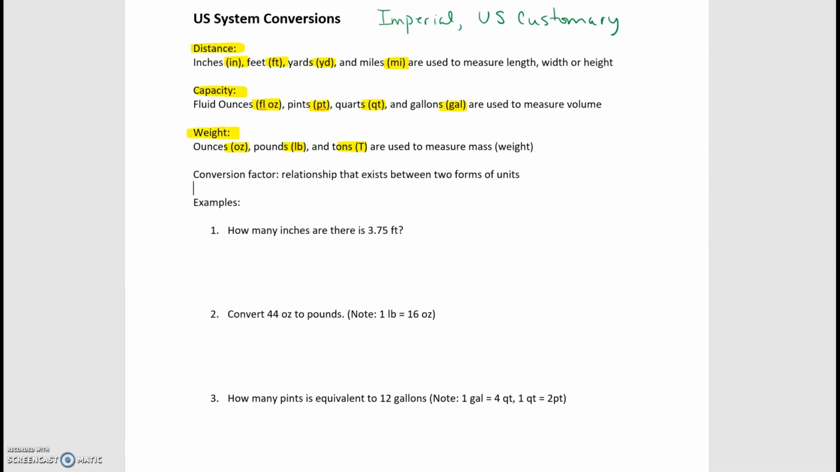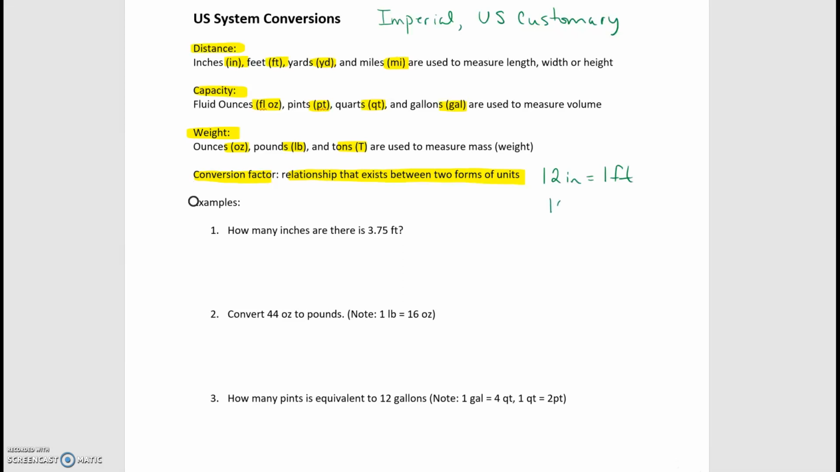In order to convert within the U.S. system, you need something called a conversion factor. That's a relationship that exists between two forms of units. The one conversion factor that we know is that 12 inches is equal to a foot. We're going to use this information to create what's called a unit factor.